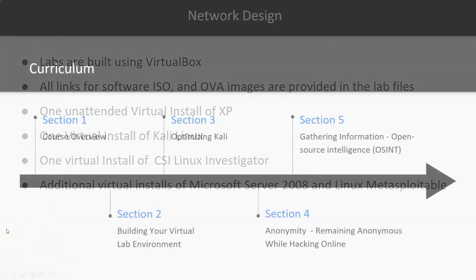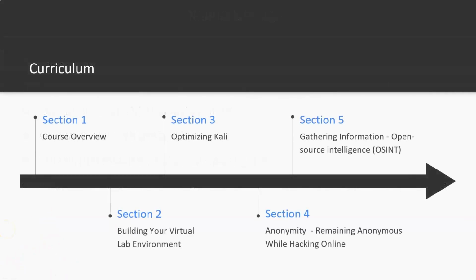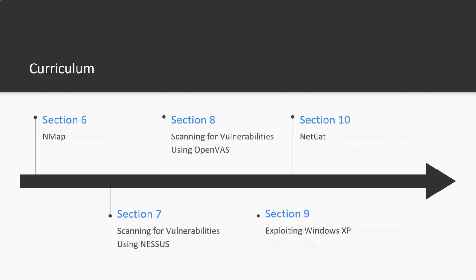This course is broken down into sections. You are now looking at Section 1. This is the course overview. For Section 2, you will begin building your virtual lab environment. In Section 3, I show you how to optimize Kali, and in Section 4, anonymity, remaining anonymous while hacking online. Section 5, gathering information, which is open source intelligence, or OSINT. Section 6 is using Nmap. Section 7, scanning for vulnerabilities using Nessus. Section 8, scanning for vulnerabilities using OpenVAS.